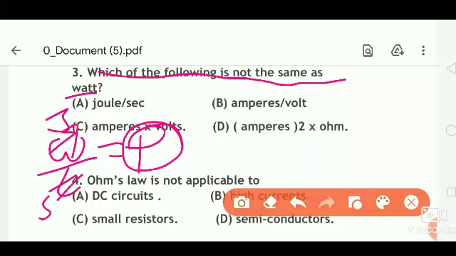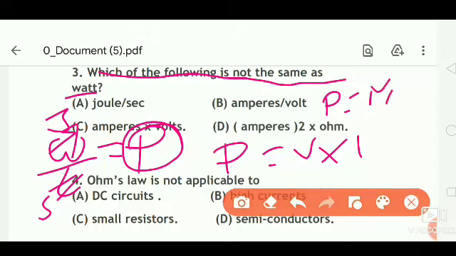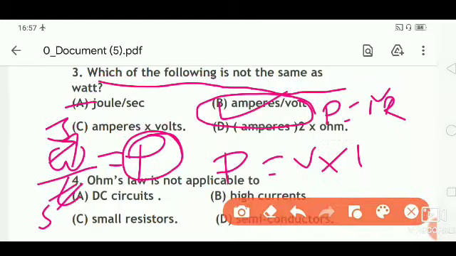And for ampere into volt, we know that electrical power P equals V into I, so we get ampere into volt. The next option is ampere square into R. We know that P equals I square into R, so we get ampere square into ohm. So the one that is not the same as the watt is option B, volt ampere per volt, and that is the right answer.